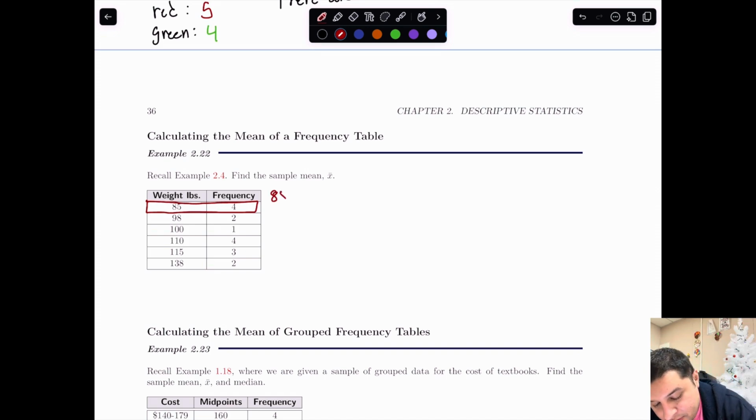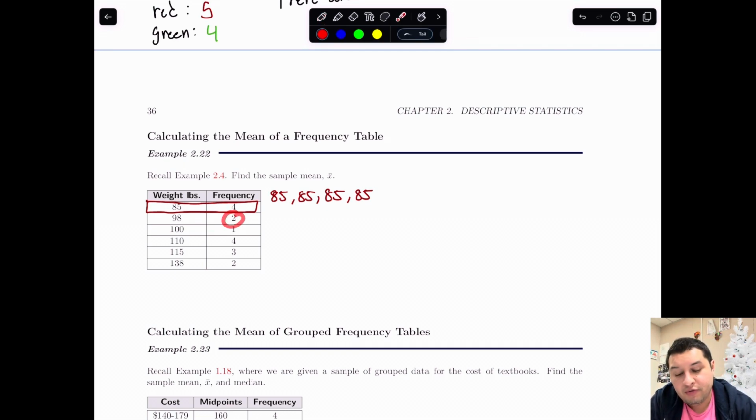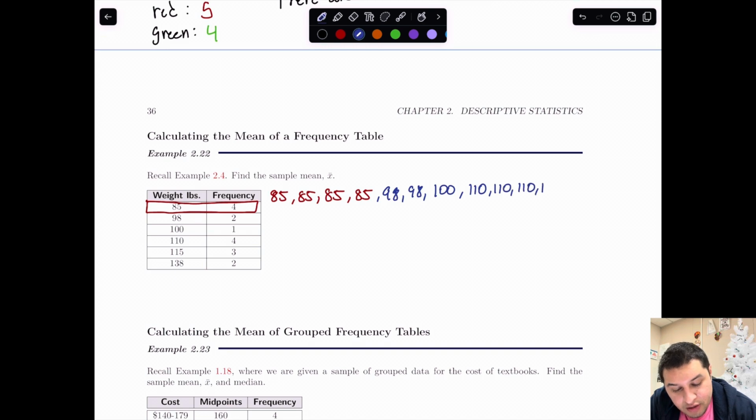So let's go ahead and write this out. It would be 85, 85, 85, and 85. That's what frequency means. It means that however many of that there are, that's how many we would write down. So if it's 4, we would write 4. If it's 2, we would write 2, and so forth. So let's write them all out. We get 98, 98. The next one is just 100. We get 110, 110, 110, and 110. The next one is 115, 115, 115, and then the last one is, I'm running out of room, 138 and 138.